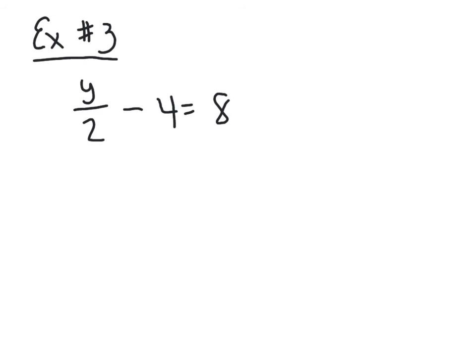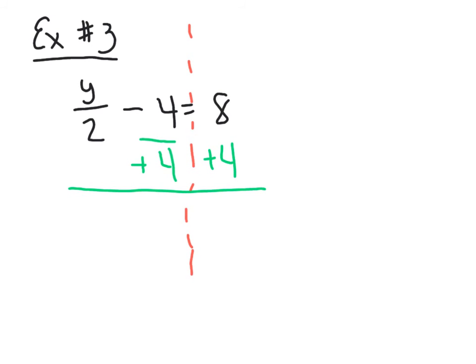Okay, so again, just as always, the first step is we want to divide our equation into two parts. And we always do it wherever the equal sign is. Again, we want to do reverse order of operations. Subtraction comes before division. So we have a minus 4, we're going to do plus 4 to each side. Negative 4 and positive 4 are going to cancel out, and we're left with just y over 2 on the left side of the equation. On the right side of the equation, 8 plus 4 is 12.